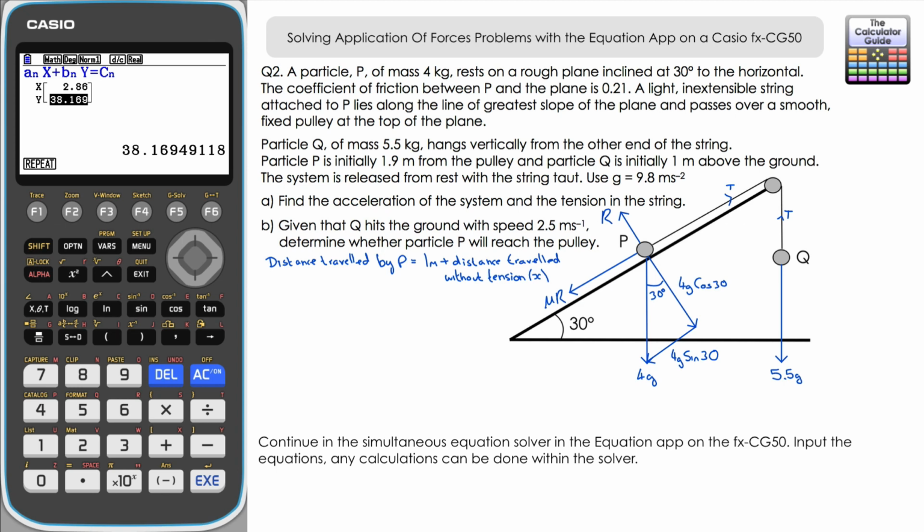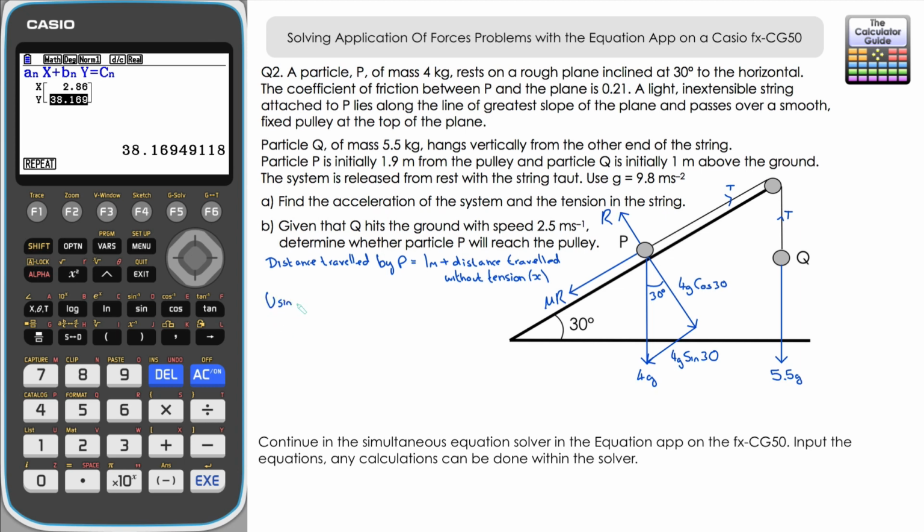So what we want to find out is, does it come to a stop before the distance equals 1.9 meters, bearing in mind it's already travelled 1 meter, or would it go on further than 1.9 meters, in which case it would hit the pulley? So what we've got to work out is this extra distance that's travelled while P is slowing down to a stopping point. We're going to label that distance x.